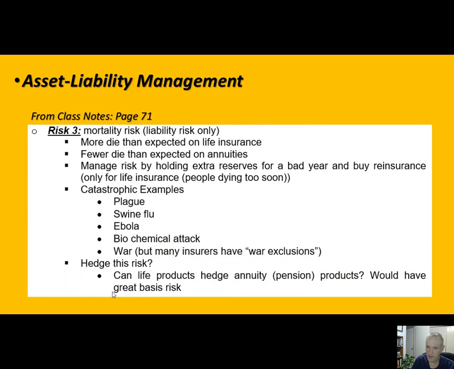Then you have mortality risk that only affects the liabilities. For life insurance, it's dying too early. For annuities, it's living too long. How do you manage this risk? You have a few extra reserves. You can buy reinsurance. You really only do that for life insurance.